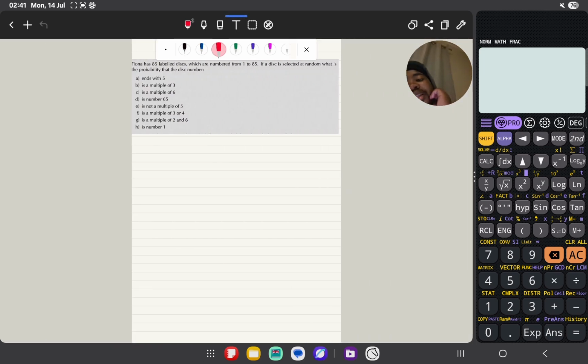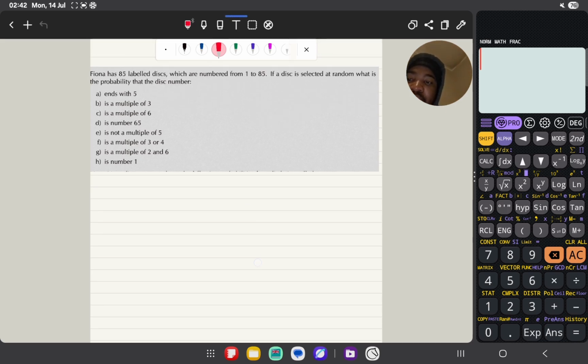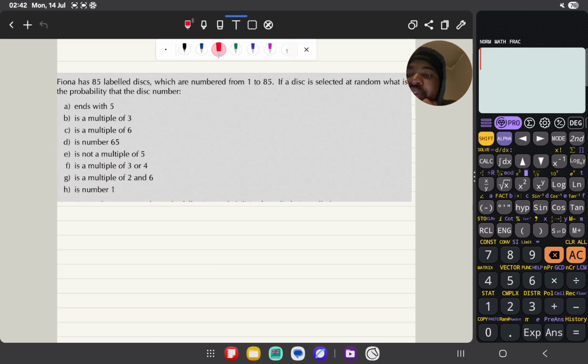Cool. I think I've explained everything that needs to be understood. Let's do a couple of examples and see if we really understand what we have been talking about. So Fiona has 85 labeled discs which are numbered 1 up to 85, né? If a disk is selected at random, what is the probability that the disk number ends with 5? So we have these things then.